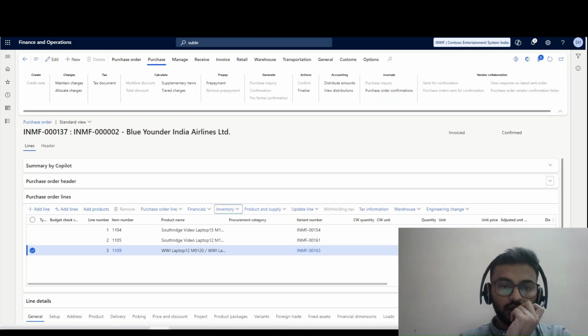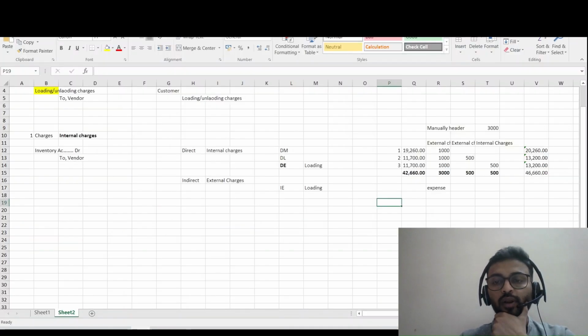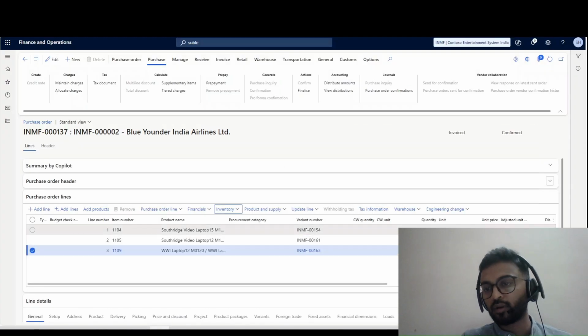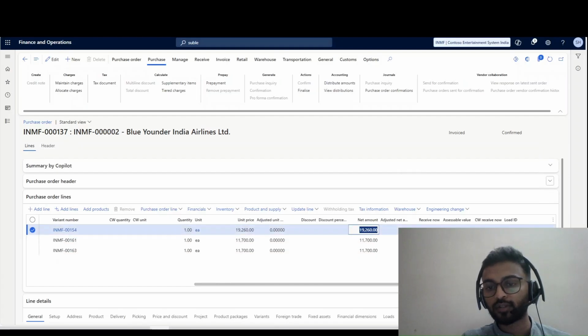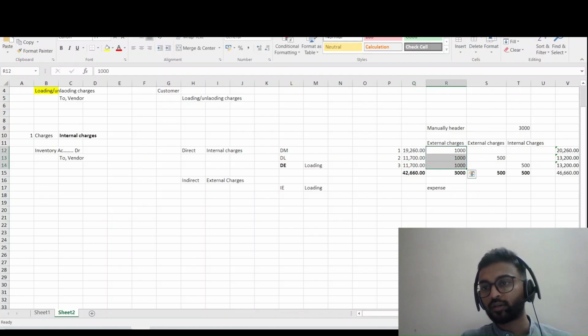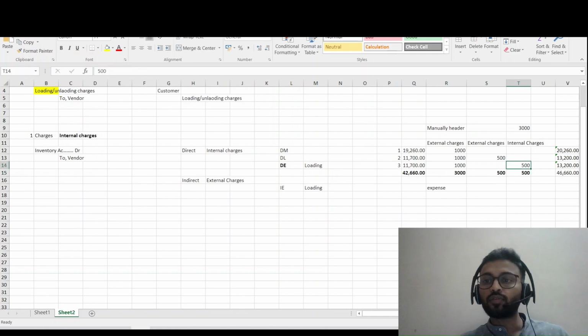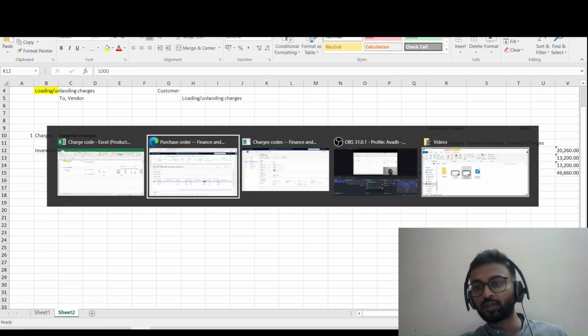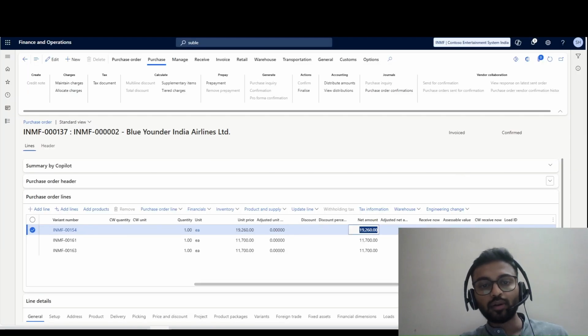Now we have posted this entry into the system. So what I have done, I have written in Excel that my net amount is 19,260 for the first line, 11,700 for the second and third line. This is my external charges. This is my external charges of 500, and this is my internal charges for line 3. So if you see here, 3,000 is my external charges, that is added into the vendor.